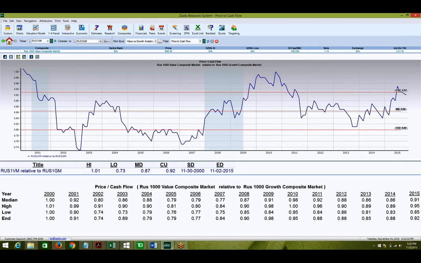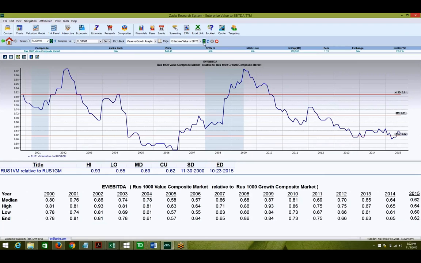Similar charts for price to cash flow actually reveal a potentially elevated, though not unreasonably high valuation for value stocks, as we see here. However, interestingly enough, EV to EBITDA multiples might be the one area indicating a potential opportunity.